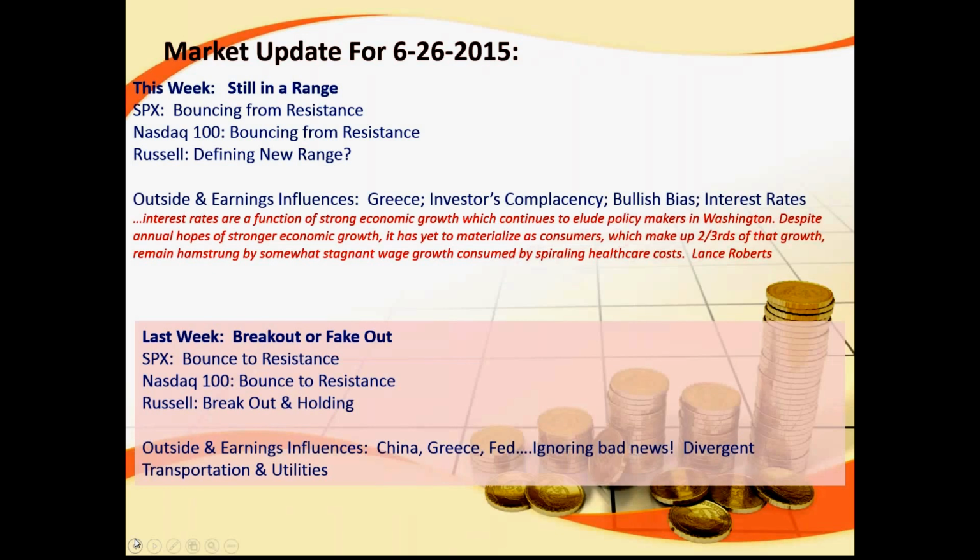So let's take a look at what's going on this week in the market. This week, the indices are still in a range. The S&P bounced off resistance, as we saw earlier in the week. NASDAQ bounced off resistance, as we saw earlier in the week. And if I was to throw in the composite, what the composite did is it went up and made a new high, and then has now turned back around and has fallen back into its previous trading range.